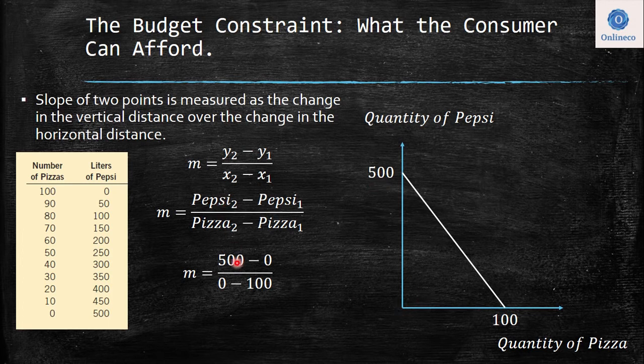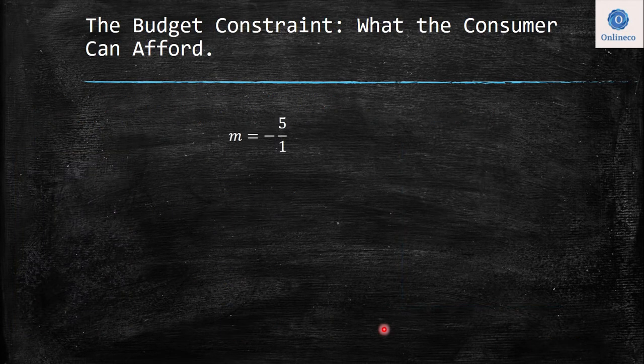So then Pepsi 2 we represent as 500 minus Pepsi 1, which is going to be 0. And the other one, pizza 2, should be 0, and pizza 1 should be 100. So then we have 500 over minus 100. We can cancel out these zeros, and we can express better as minus 5 or minus 5 over 1. Then, here is the slope of this budget constraint. This is the measuring y, so then should be measured in Pepsi, and 1 should be measured in pizza.